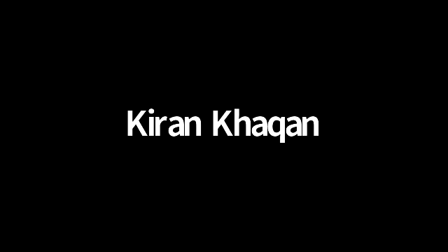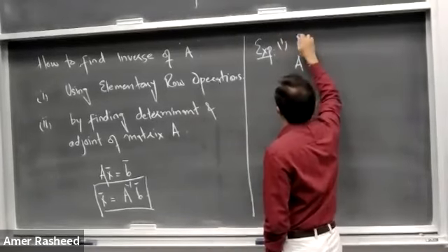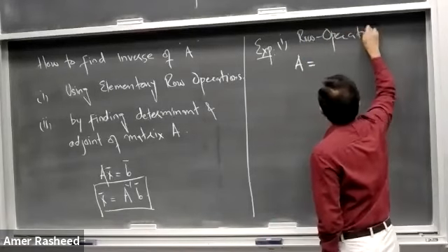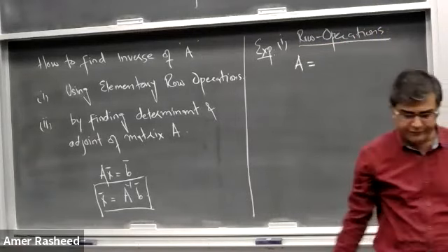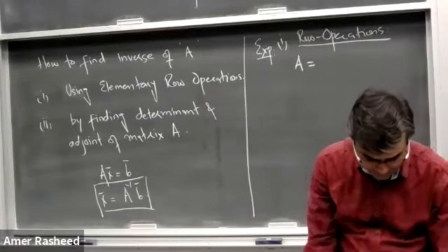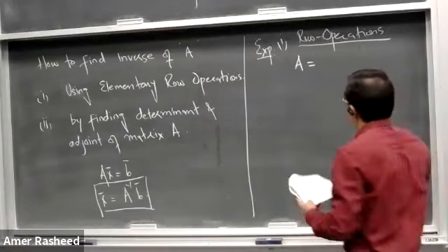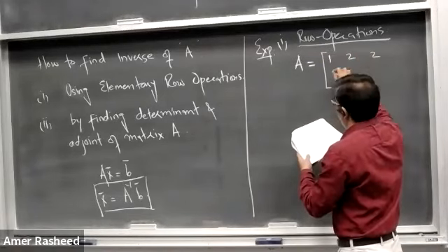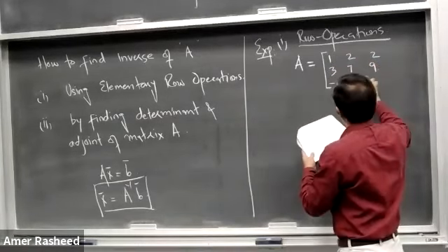Now let's have an example of finding the inverse using the first method, using row operations. We can use elementary row operations in order to find the inverse of a matrix. Let's have an example of this. Let A be a 3 cross 3 matrix, 1, 2, 2, 3, 7, 9, -1, -4, and -7.